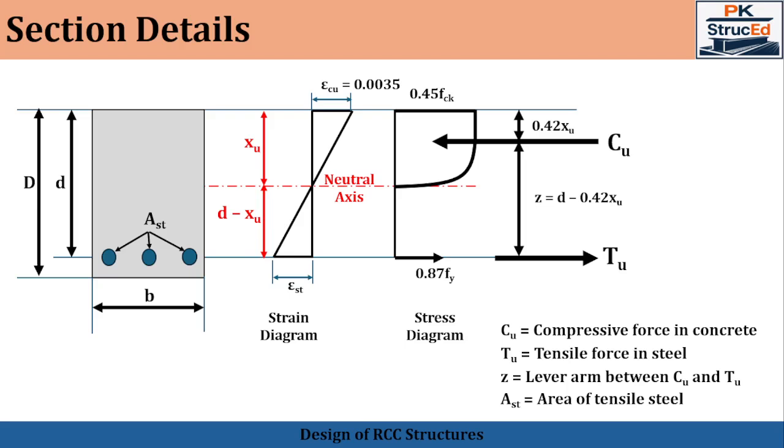Now let us look at the section details used in the flexural analysis. Since we are considering a singly reinforced section, the area of the steel is being provided only in the tension zone. And already we assumed b is the width of the section, small d represents the effective depth of the section, capital D represents the overall depth of the section, in which Cu represents the total compressive force in concrete, Tu represents the total tensile force in steel, and Z represents the lever arm, that is the distance between the total compressive force and the total tensile force, whereas Ast represents the area of the steel provided in the tension zone.